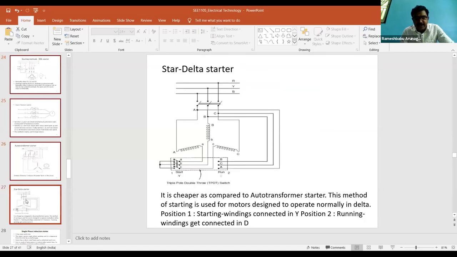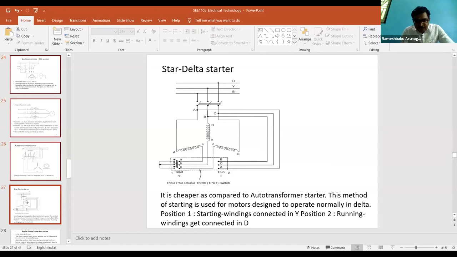The last method is the star delta starter. In this method, at the time of start, star connection is used. At the time of running, delta connection is used. It is the cheapest method and can be used for any application. But the drawback of this method is that while running, only delta connection may be connected; star connection cannot. Star connection is used only for starting purpose, and at the time of running, delta connection is connected.